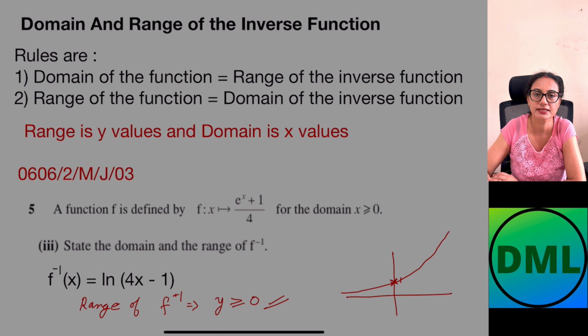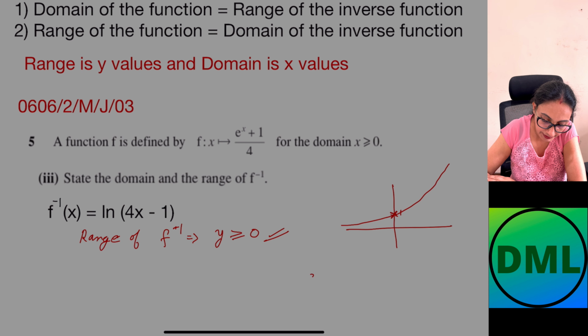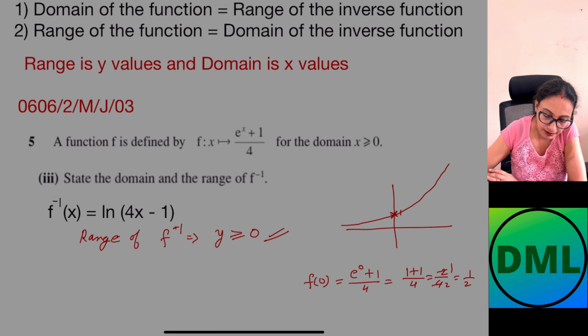On the y-axis, x is equal to 0. Let's substitute the value x is equal to 0 in our function. We will get f of 0 is equal to e to the power 0 plus 1 by 4. Anything raised to the power 0 is 1. So 1 plus 1 by 4, this is 2 by 4. If you cancel it out, this is half. This gives you that my given curve cuts the y-axis at half.